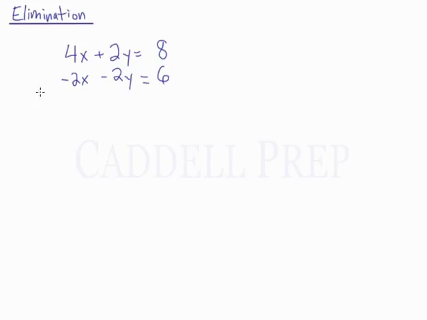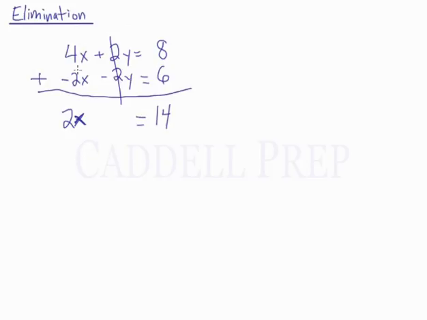So if we look at this, if we add these, let's add the x's. 4x plus negative 2x is 2x. 2y plus negative 2y cancels out. And 8 plus 6 equals 14. So now we have an equation with just one variable, 2x equals 14, and we can solve for x. But let's take a look back at how this worked.